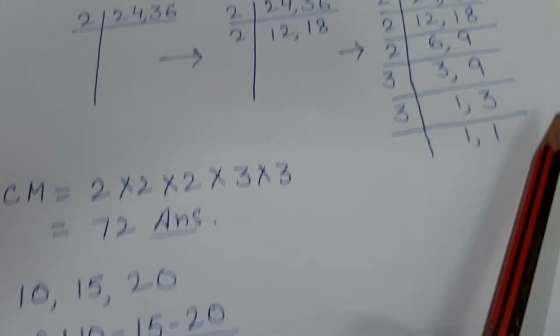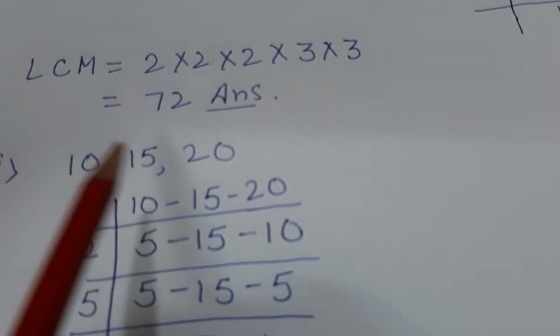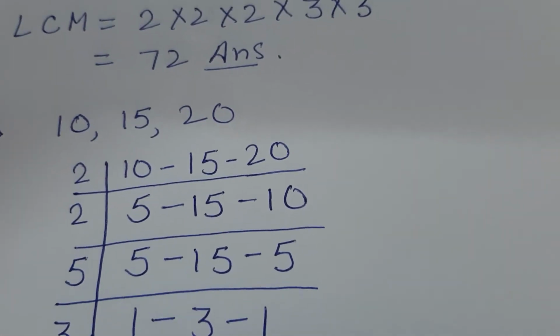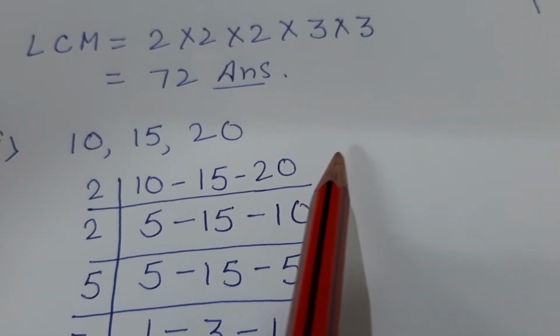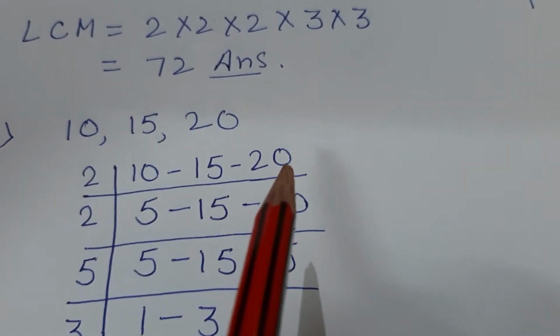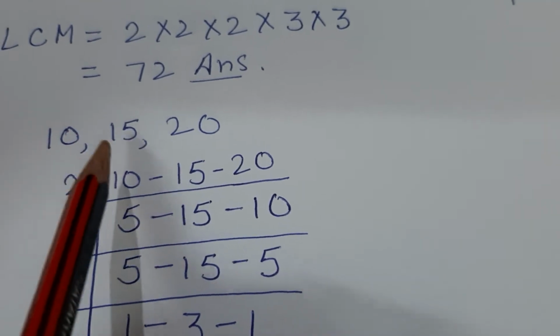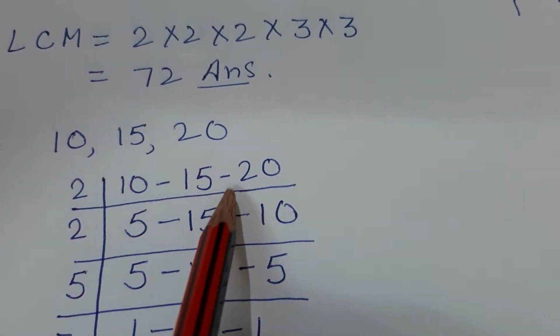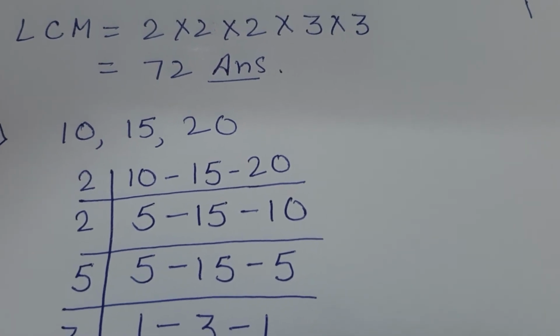Next, one more example I am taking here. Here I have taken 3 numbers. If there are 3 numbers or 4 numbers or more than that, the method will be the same. In your syllabus it is still 3 numbers only. So I have taken here 10, 15 and 20. Here I am solving it in a single step.